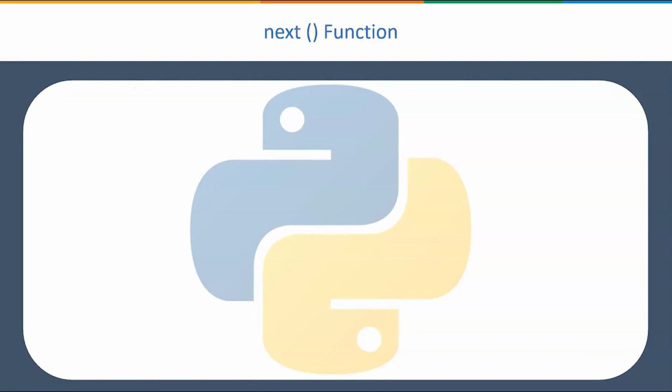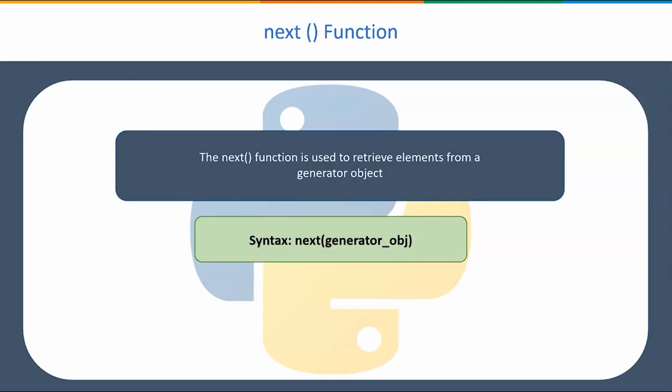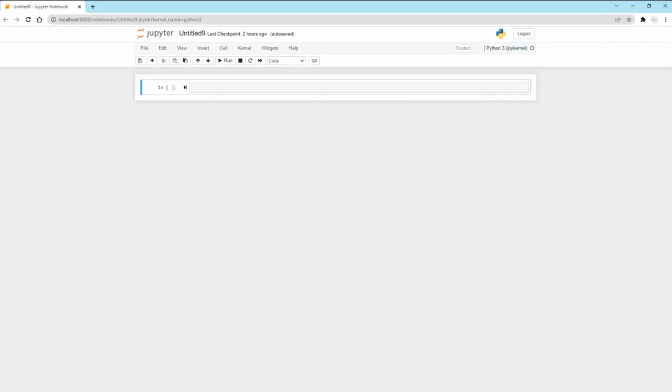Now, another most important function in order to deal and operate with the generator is the next function. The next function is used to retrieve elements from a generator object and then print them. So that's how you interact with your generator function. You cannot do that unless you use the next function. So now let's quickly jump to our examples, which will support each of these concepts.